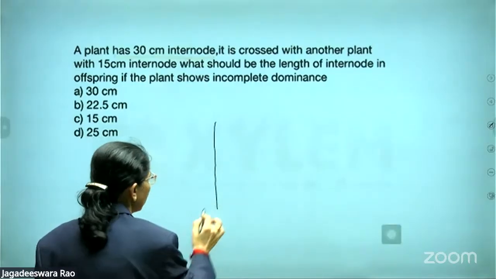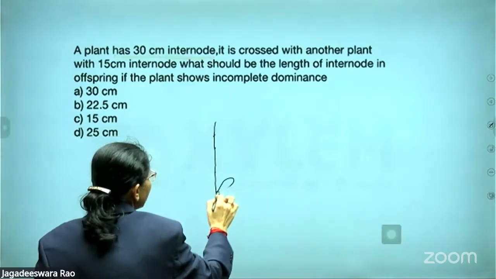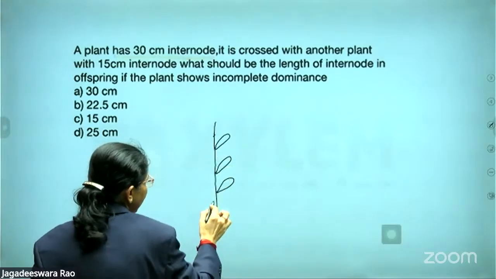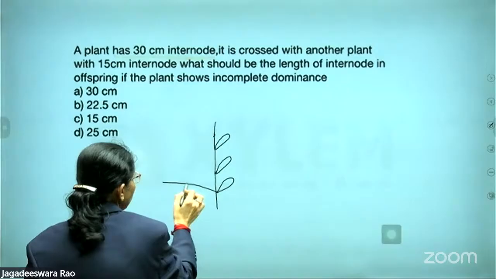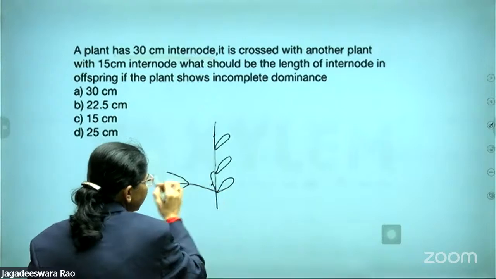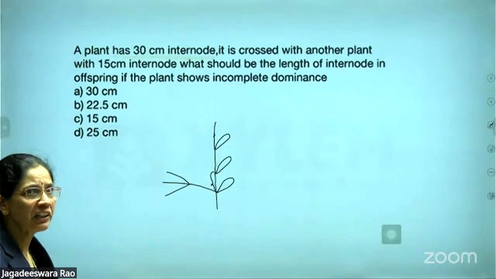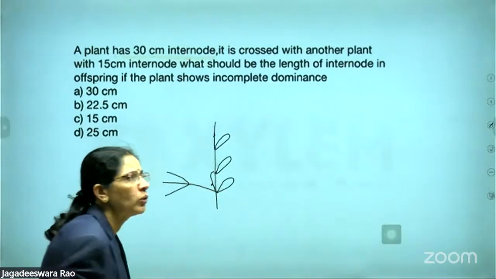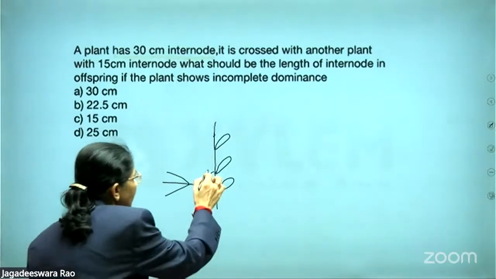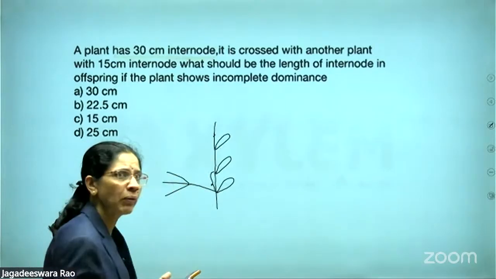If this is the stem, there will be the nodes from where leaves arise. This is the node where leaves arise. This is one more node where a leaf arises, or branches will appear here. Now in between these two nodes, there is a gap. That gap is called the internode. The length of the internode decides the tallness or dwarfness. If the internode is smaller, the plant will be dwarf. If the internode is longer, the plant will be tall.